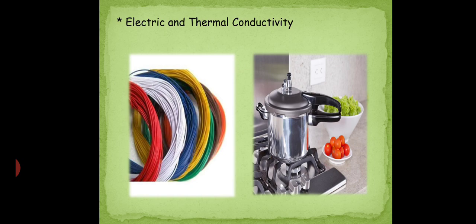Our next property is electric and thermal conductivity. Electricity flows through metals. All metals are conductors of electricity to a greater or lesser extent. This property is called electric conductivity. Even when a piece of a metal is heated at one place, the whole of it becomes hot. It shows that metals allow heat to flow through them. This property is called thermal conductivity.